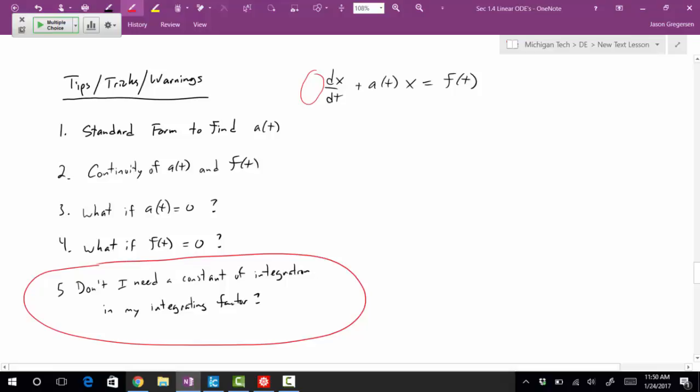Next, continuity of a of t and f of t. After you put it in standard form, you need to check, are there any restrictions on my domain? Just like in the last problem, I had a 1 over x there. x can't be equal to 0. I have to be aware of that.